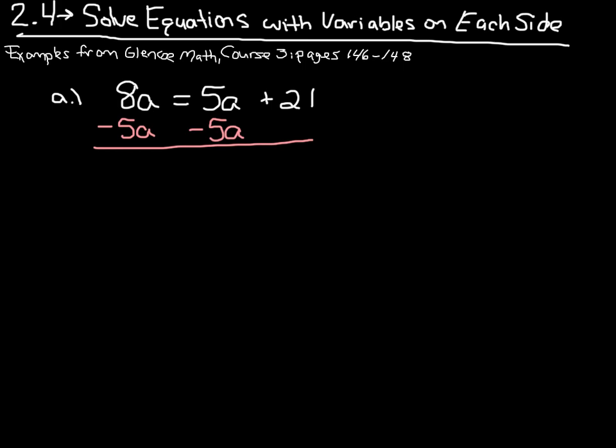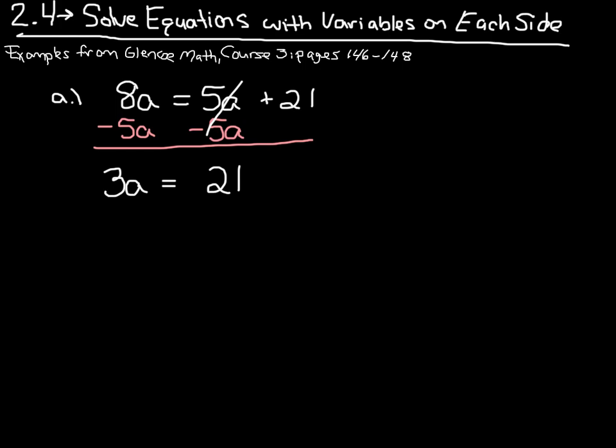Now what ends up happening here is 8a minus 5a, we use those coefficients, 8 minus 5 is 3a. Now that's going to equal, notice how our 5a minus 5a cancels out to 0, so that just cancels, and we're left with the plus 21, or just 21.